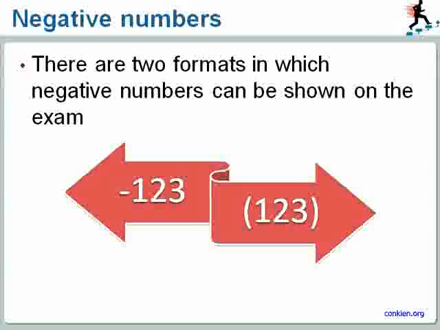And this last version here is a standard that comes from the accounting practices in the USA. So that means if you see a number with brackets around it, it means it is a negative number. It is minus 123.